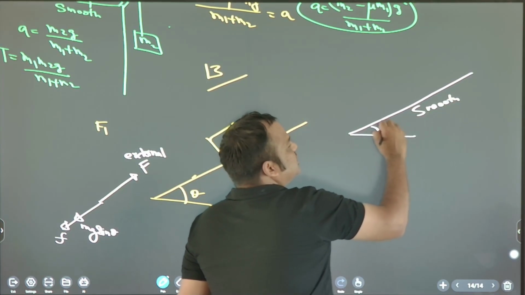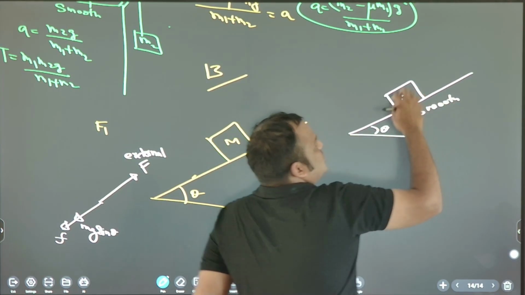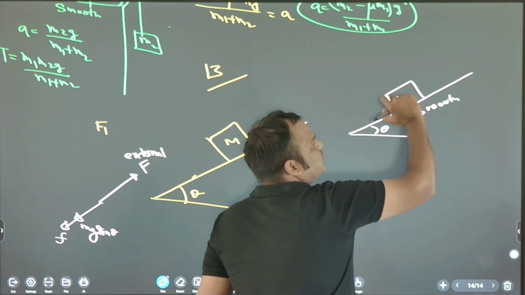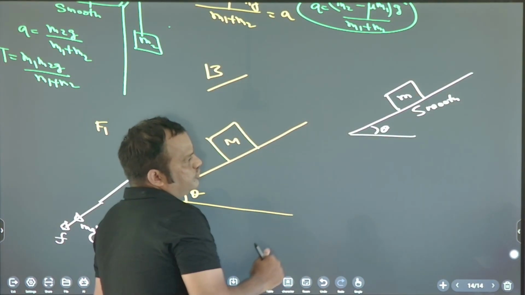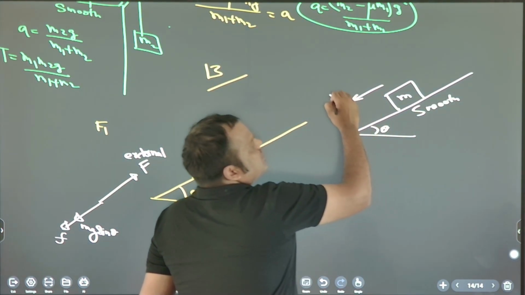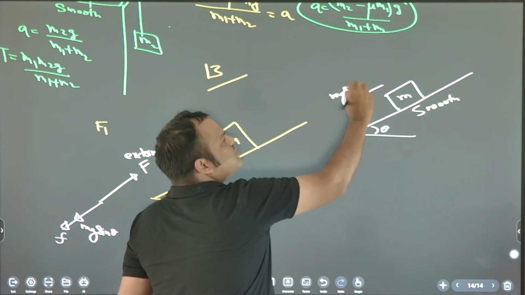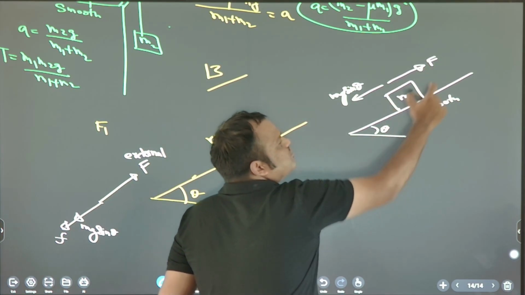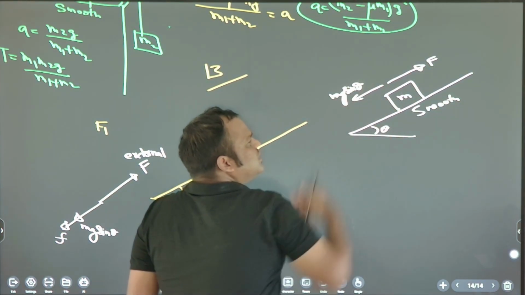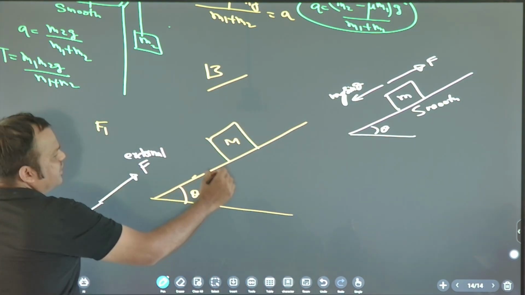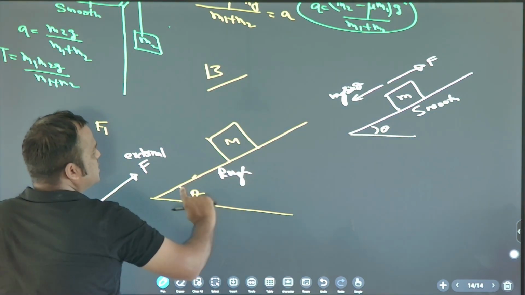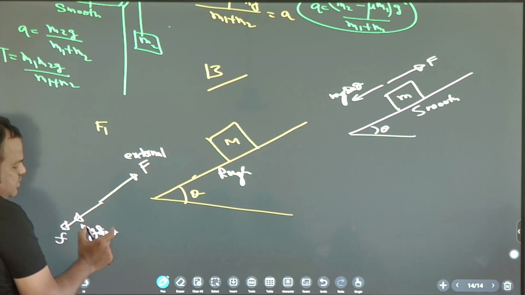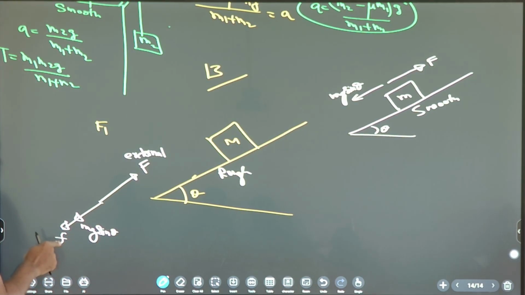If it is a smooth surface, now this is the block. Now what minimum force is needed to move it? Because down the plane, what is the force? Mg sin theta. So how much minimum force is needed to just move it? Mg sin theta, correct? But here it is rough. So you have to overcome mg sin theta and friction.